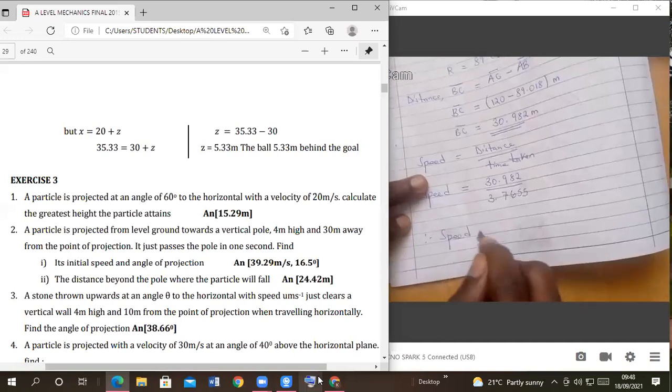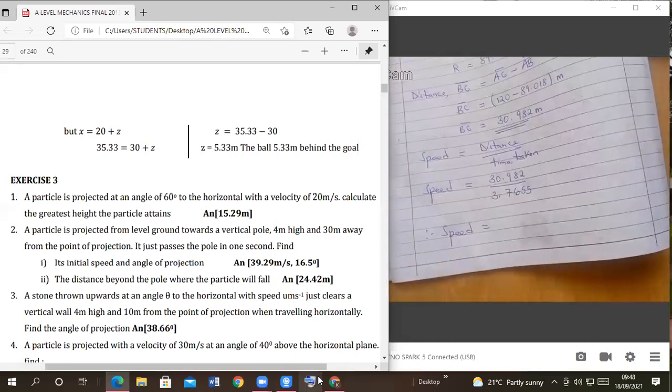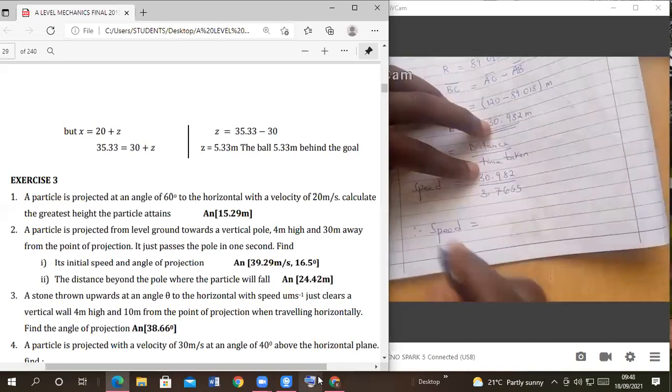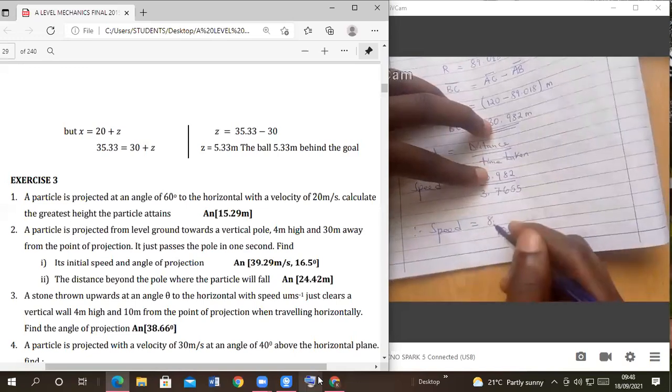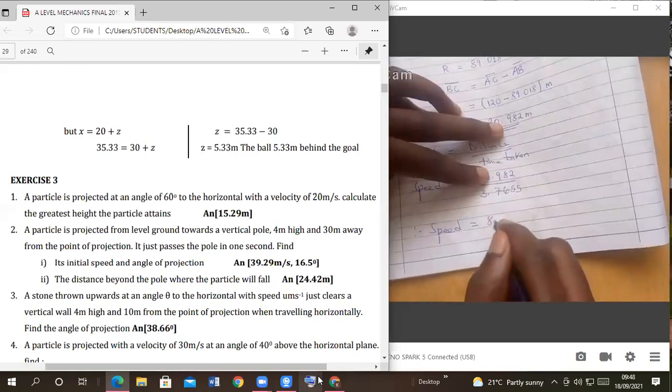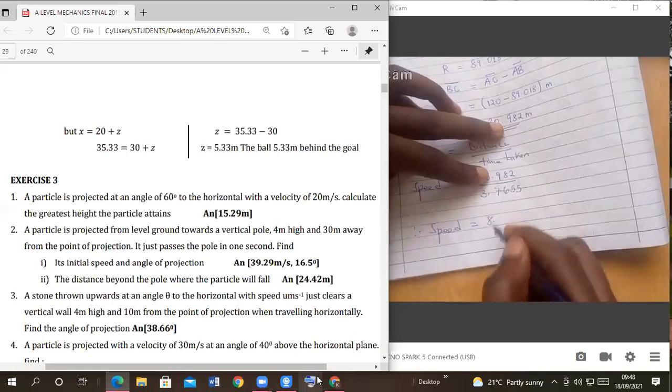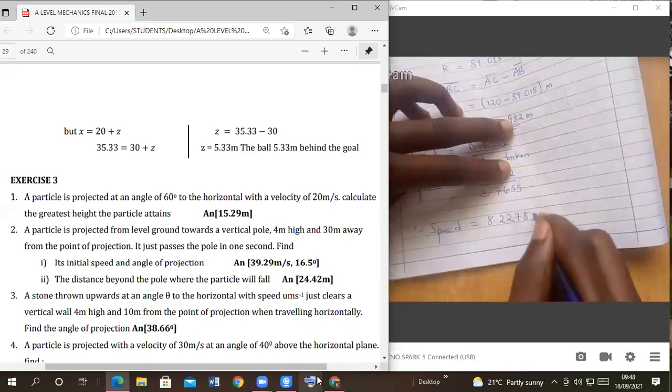So what do you get after calculating that? Our speed will be equal to 30.982 divided by 3.7655. What do you get? The speed is 8.227.